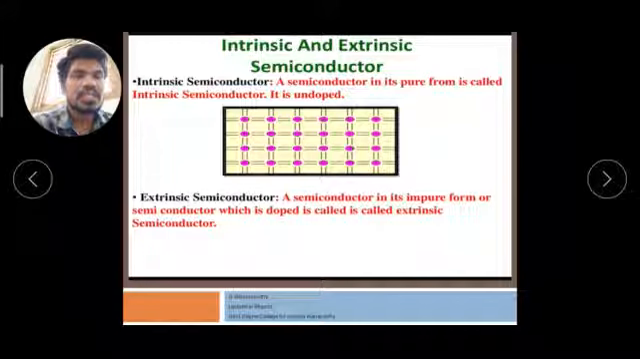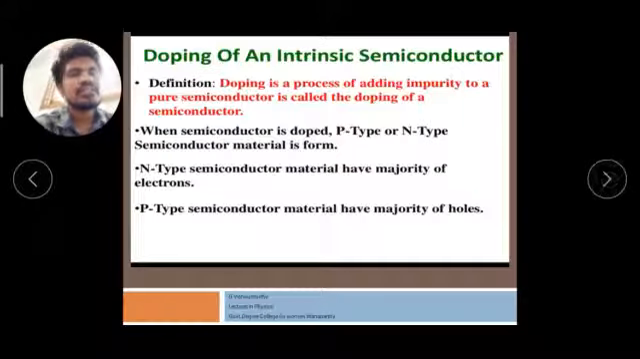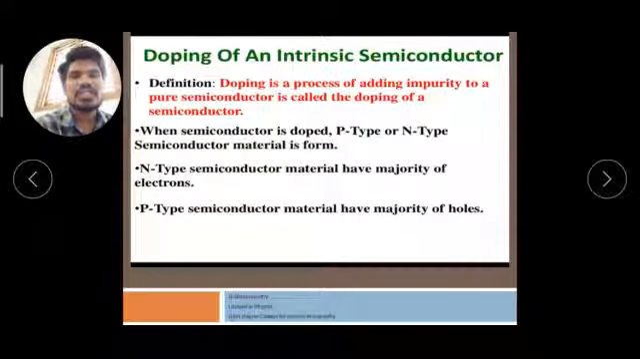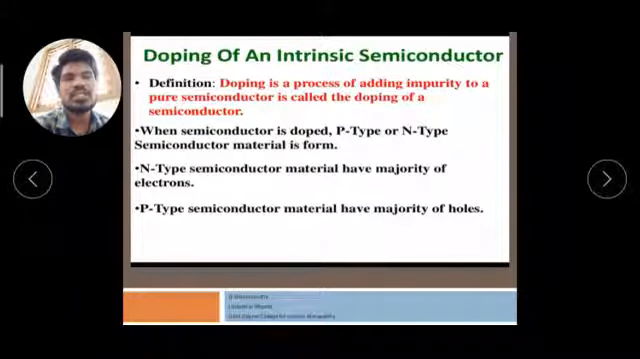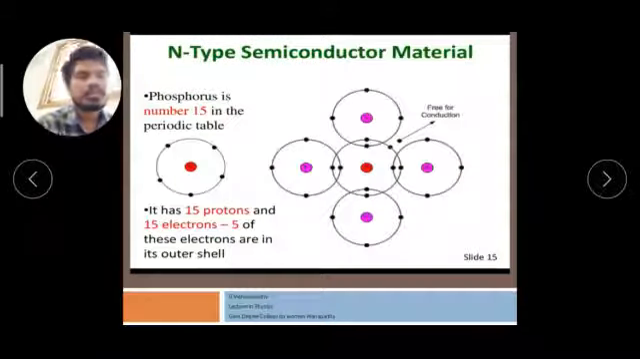A semiconductor in its impure form, that is, with some impurity doped into the intrinsic semiconductor, or a semiconductor which is doped, is called an extrinsic semiconductor. Now the definition of doping: doping is the process of adding impurity to a pure semiconductor. When a semiconductor is doped, we get p type and n type semiconductor material. The n type semiconductor material has a majority of electrons, and the p type semiconductor material has a majority of holes. Now we will go to n type material.